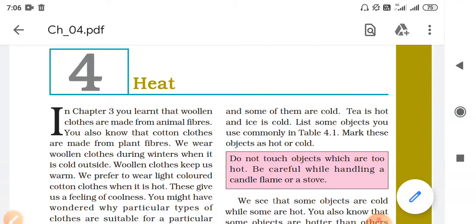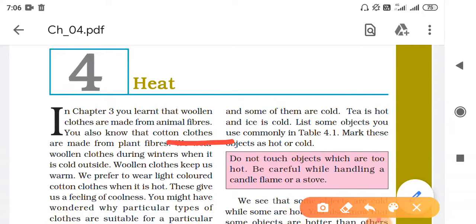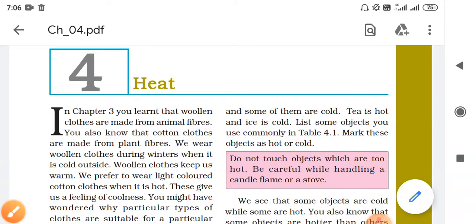You also know that cotton clothes are made from plant fibers. So we understood about animal fibers and plant fibers. We know the use of these fibers, from fiber to fabric, how we wear the clothes, and where we get the yarns. We understood everything in chapter 3, and we also learned about nutrition in plants and animals.